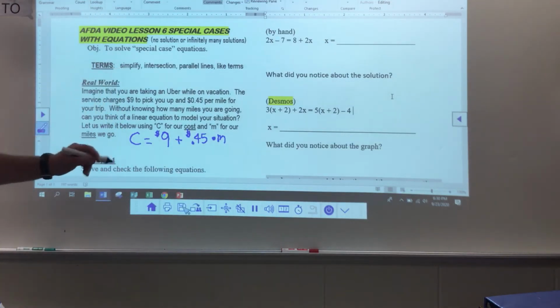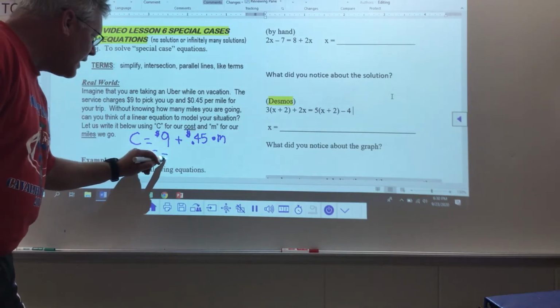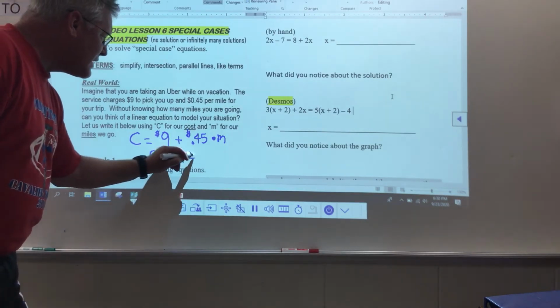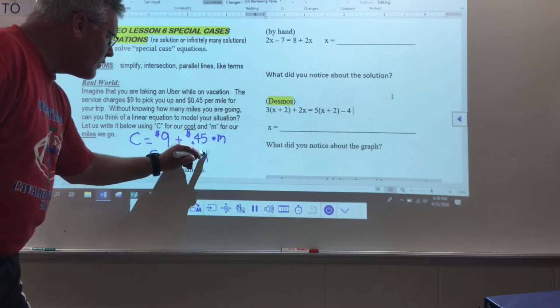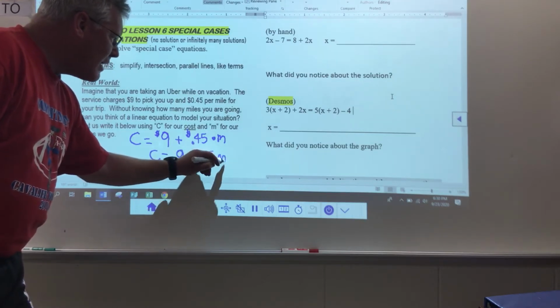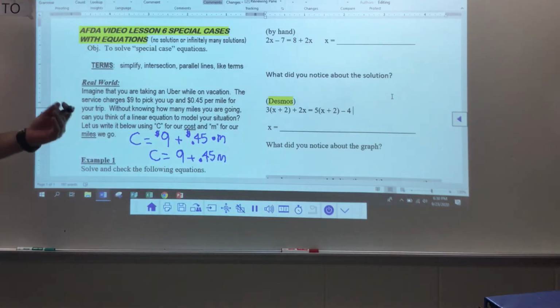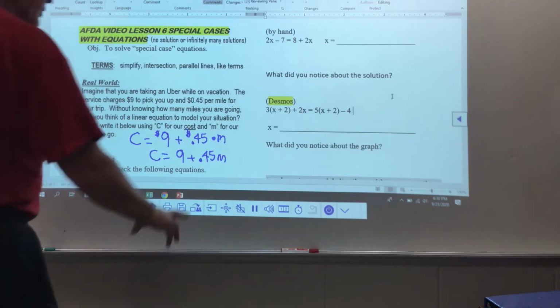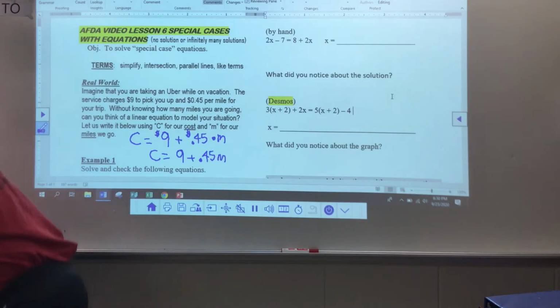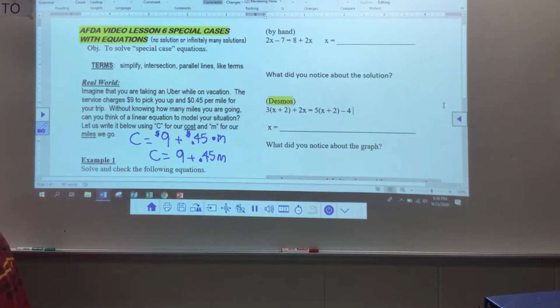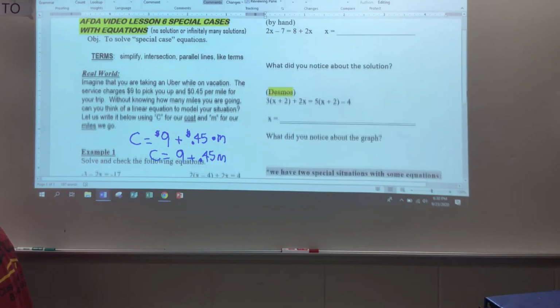Now, we can shorten this a little bit and just slim it down. We can say C equals 9 plus 0.45M, as long as the miles is our M and C is our cost. So that's how we model a real-world situation with an equation. And you can replace those variables with numbers and find out your answer.